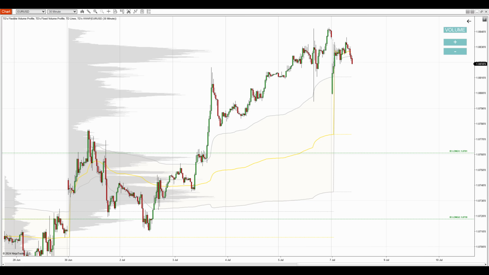What you see before you is the NinjaTrader 8 platform with my custom-made volume profile and VWAP indicators. And the first thing that I'd like to talk about is the euro dollar. This is a 30-minute chart of the euro dollar. And I'd like to talk about support, which is in here. It is at 1.0761. And this support is based on a setup which I like to trade when there's a trend.